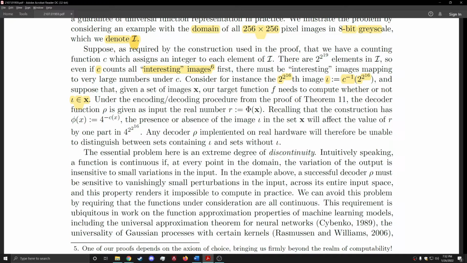Whenever we try to say, hey, this is in the set, or hey, this isn't in the set, the presence or absence of the image I in the set X will affect the value of R by 1 point in 4 to the 2 to the 2 to the 16th. That is a very, very large number. We're not even dealing with very large numbers anymore. It goes without saying, but I'm going to say it: any decoder running on real hardware will not be able to do this. You would need a bit of time.